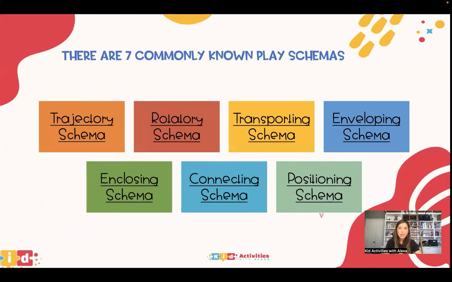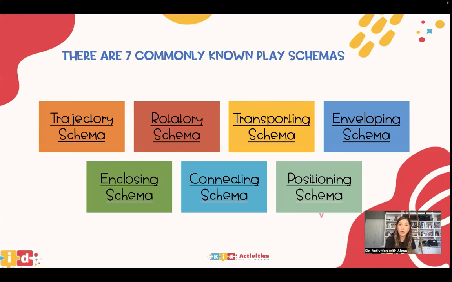So there are 7 common known play schemas that psychologists talk about, and it's going to help you understand how your child plays. The first one is the trajectory schema. That's when they throw everything. Very, very fun. I still live with that. His 12 months to 24 months, that's the only schema he was into. So it was very frustrating until I learned how to pivot and work around that.